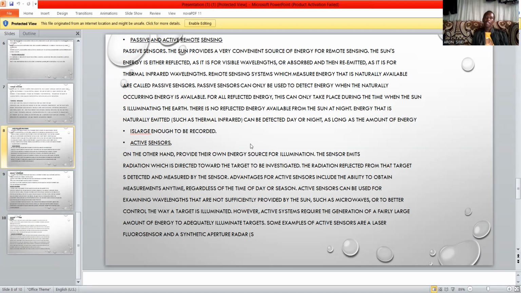Energy that is naturally emitted, such as thermal infrared, can be detected by day or night, as long as the amount of energy is enough to be recorded.